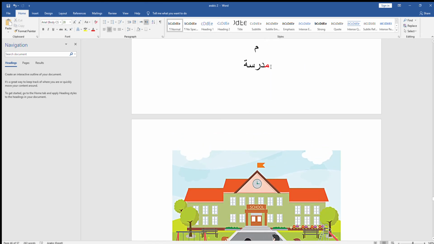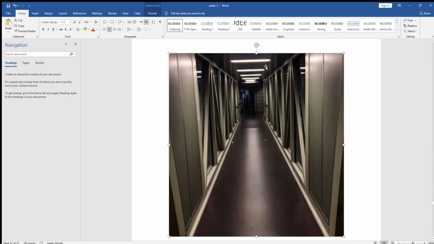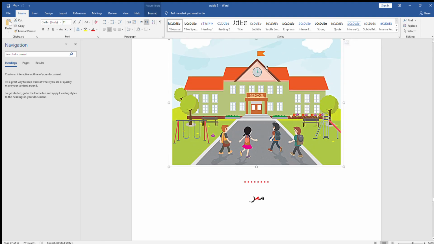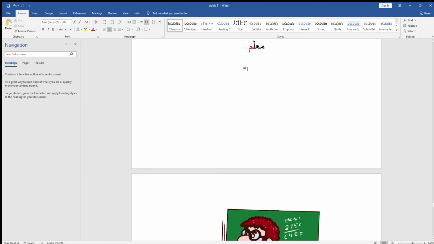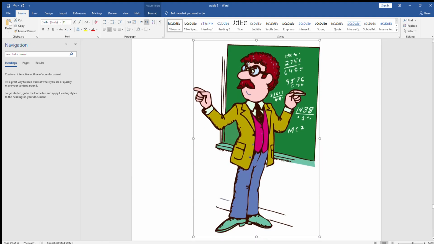ميم at the beginning of word like مدرسة. This is مدرسة. And ميم between two letters like ممر. This is ممر. ميم at the end of word like معلم. معلم equal مدرس. Okay, he is معلم or مدرس, easy.